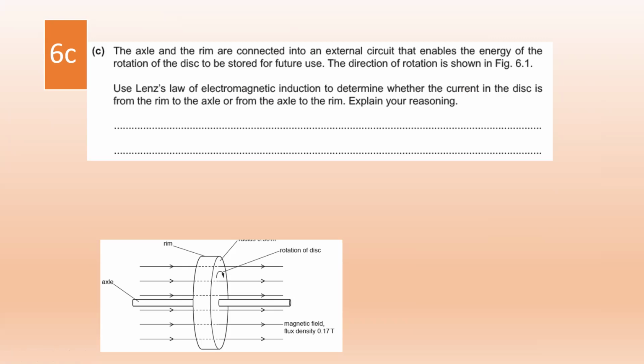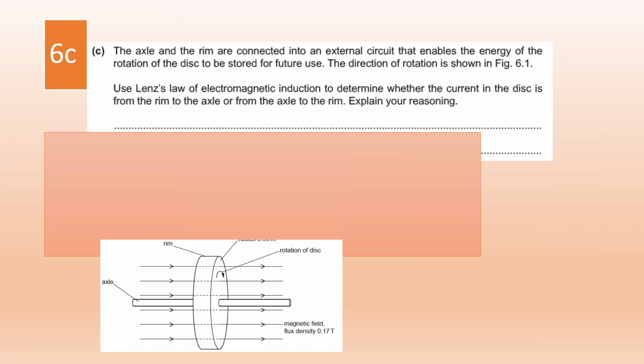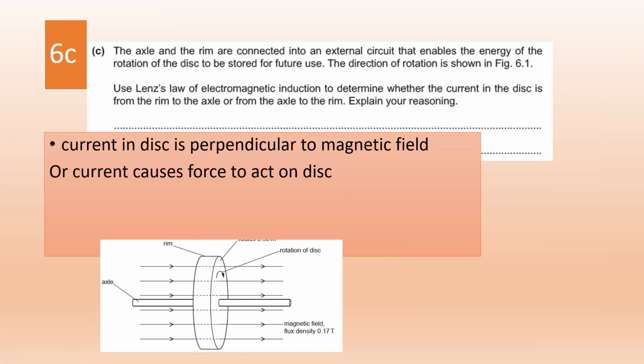Force acts on the disc because current in the disc is perpendicular to the magnetic field. I think it's a 3-mark question, so you have to give 3 reasoning points. Then force opposes rotation of the disc by Lenz's law. Current in the disc is perpendicular to the magnetic field. That's important, the first point. Or current causes force to act on the disc.